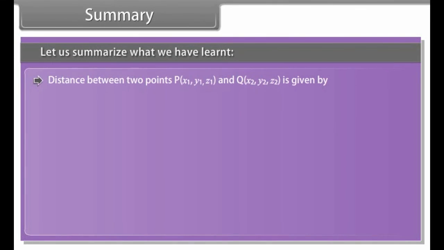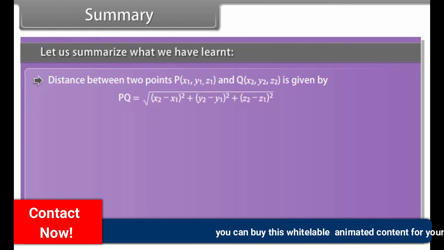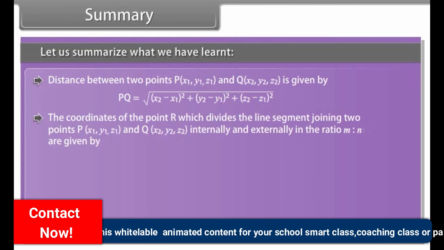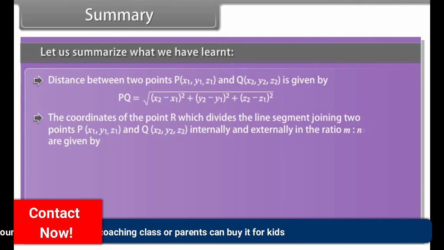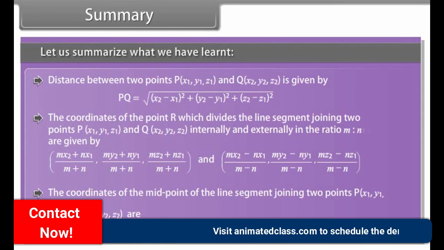Distance between 2 points P (x1, y1, z1) and Q (x2, y2, z2) is given by the formula. The coordinates of the point which divides the line segment joining 2 points P (x1, y1, z1) and Q (x2, y2, z2) internally and externally in the ratio m:n are given by the formulas. And the coordinates of the midpoint of the line segment joining 2 points P (x1, y1, z1) and Q (x2, y2, z2) are given by the formula.